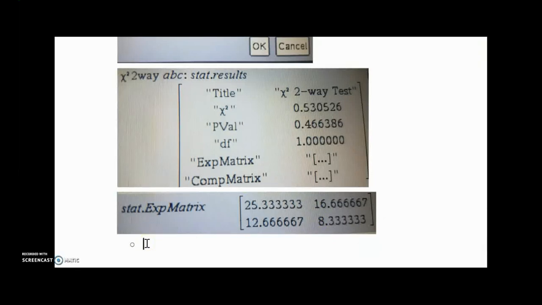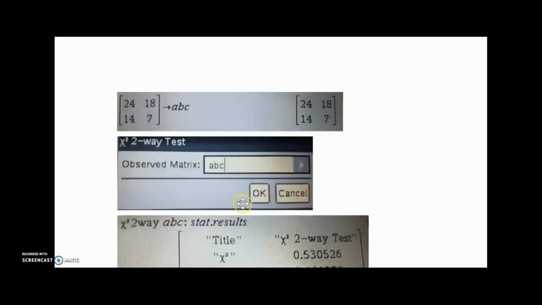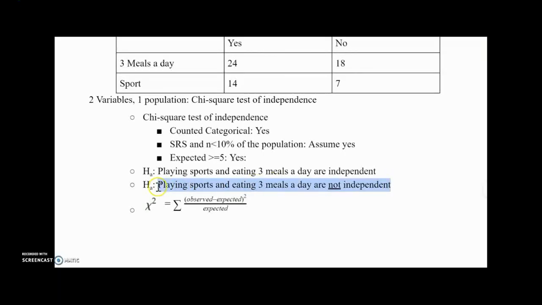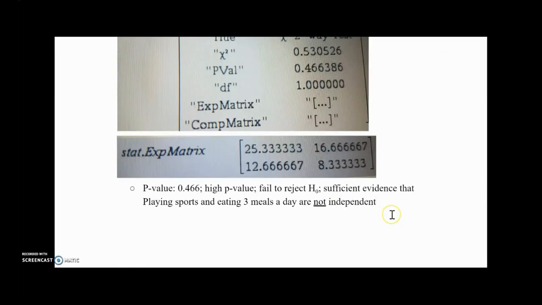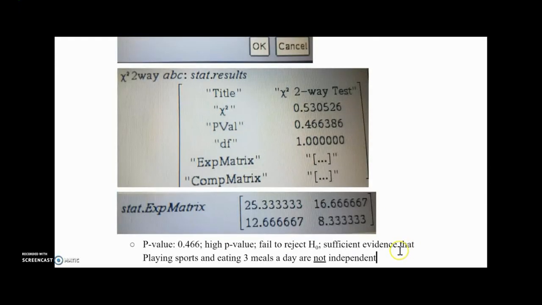Let's write down my p-value. So my p-value is 0.466, which means it's a high p-value. Do definitely please try this yourself. High p-value, fail to reject the null hypothesis, insufficient evidence that, and then again go back and copy my alternate, that playing sports and eating 3 meals are not independent. So this just means insufficient evidence that my alternate hypothesis is true.